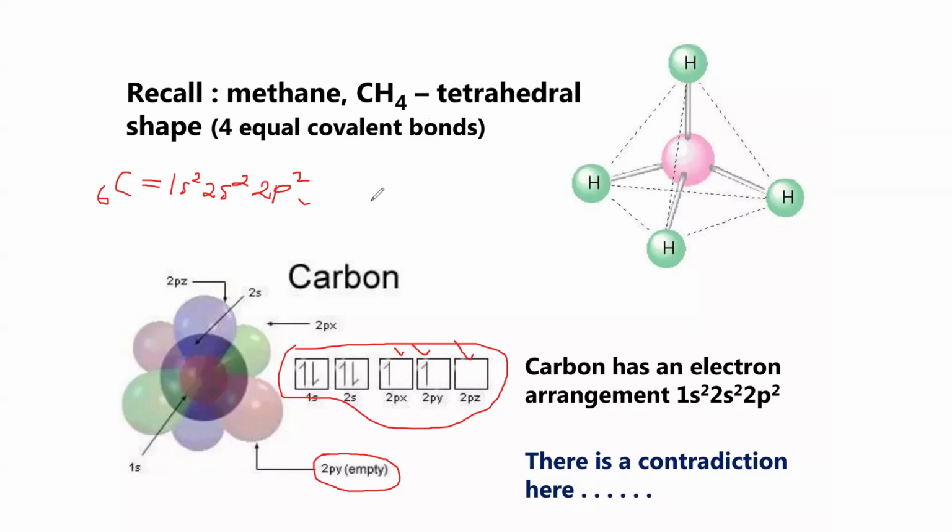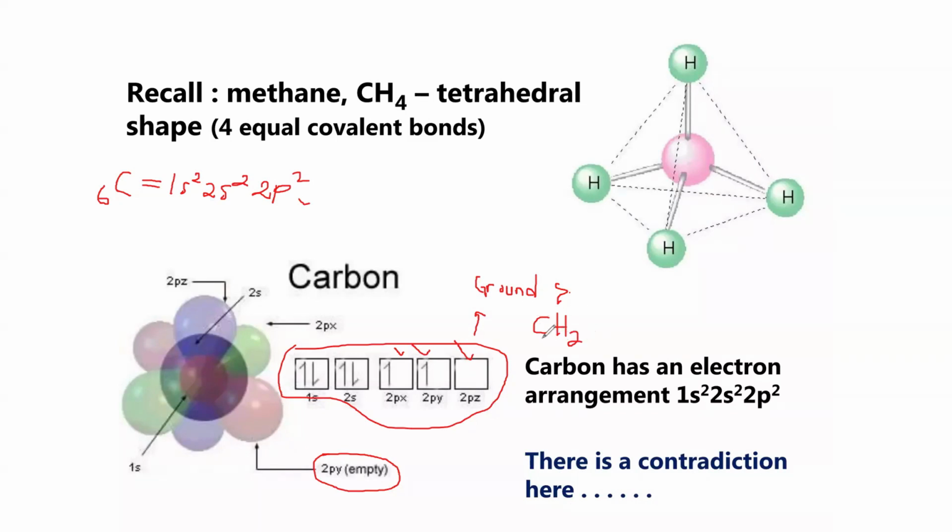So what happened? This is actually the electronic configuration of carbon in the ground state. Since this is the configuration in the ground state, it can undergo only two covalent bonds to form CH2. And this CH2 is very, very reactive, and it cannot even exist in a free state.